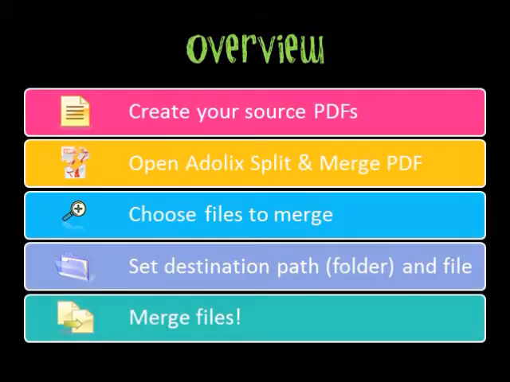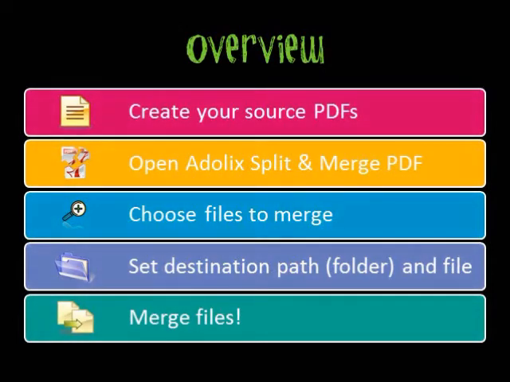So just to give you an overview of the process, what you need to do is to create your source PDFs. So they would have started off as your Word documents, your PowerPoints, your Excel spreadsheets. So you create all your individual PDF files from your source documents. You open Adelix Split and Merge PDF. You choose your files to merge. You set the destination path or folder and the file that you would like it to end up as, and you press the button to merge the files.